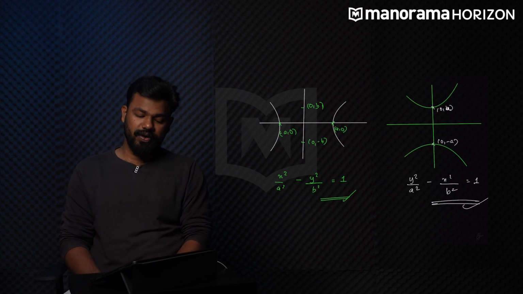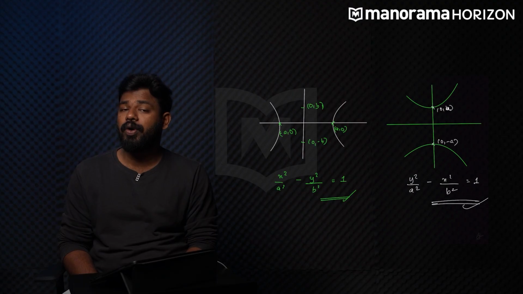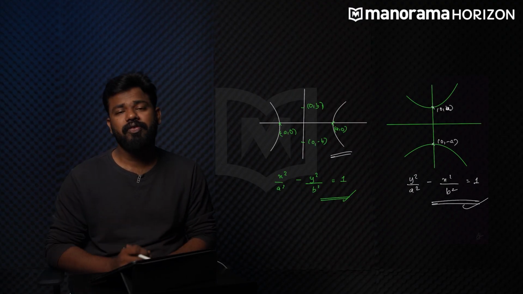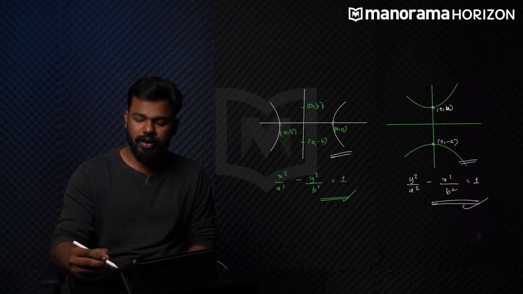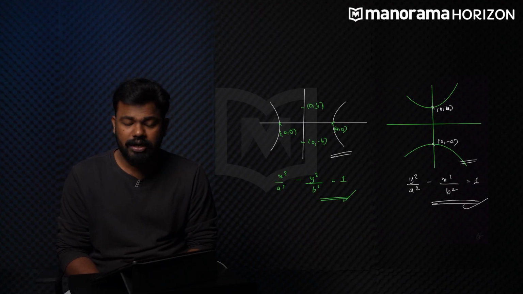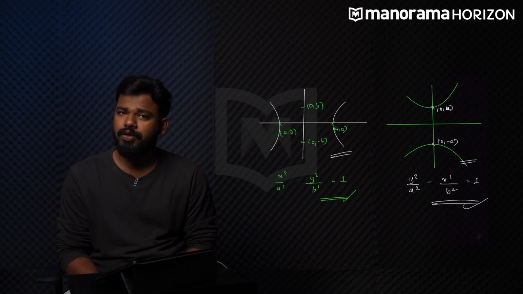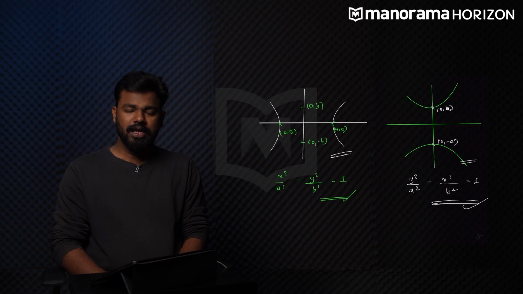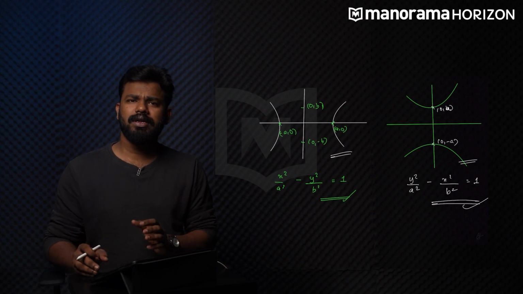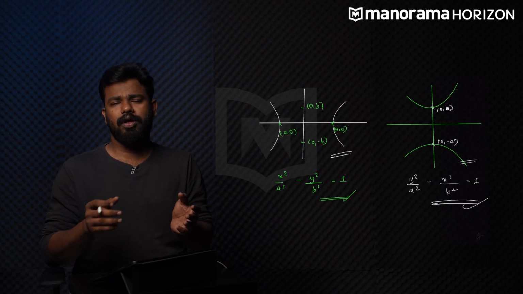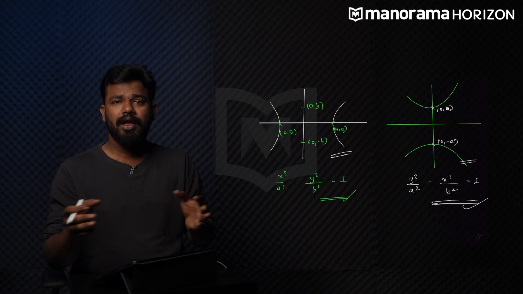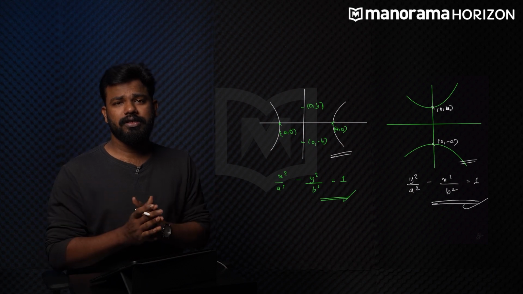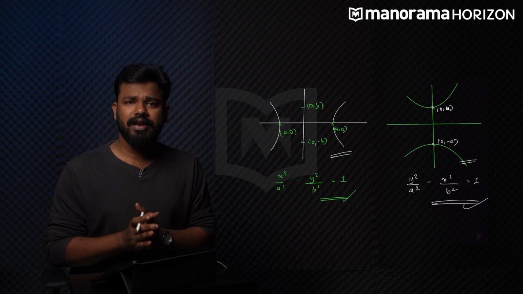So remember carefully, x square by a square minus y square by b square is equal to 1 for this type of hyperbola. And for the second type of hyperbola, it is y square by a square minus x square by b square is equal to 1. Clear? So that is how you find the equations of the two different hyperbolas. Now let's do some questions to understand the foci of a hyperbola, the eccentricity, the transverse axis length, the conjugate axis length, all these things. So let's do some questions and find out those things.